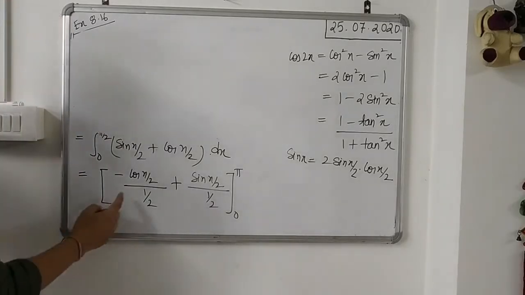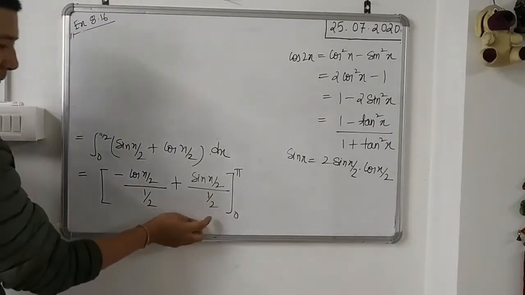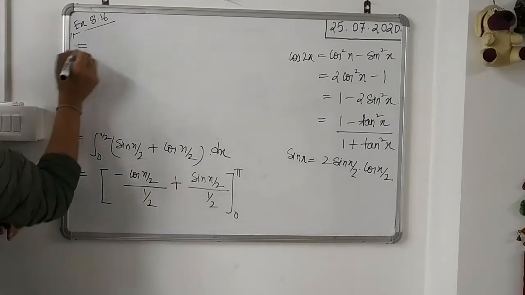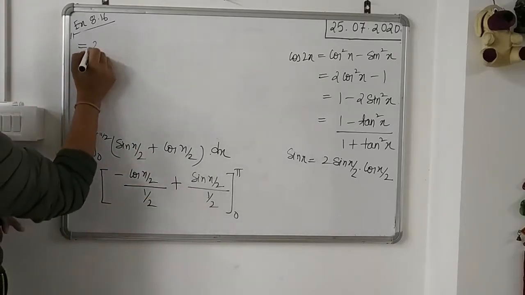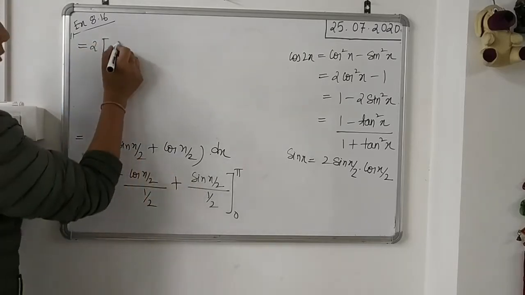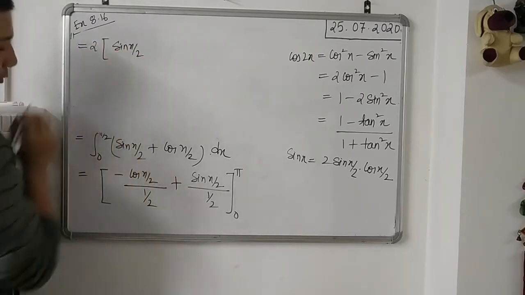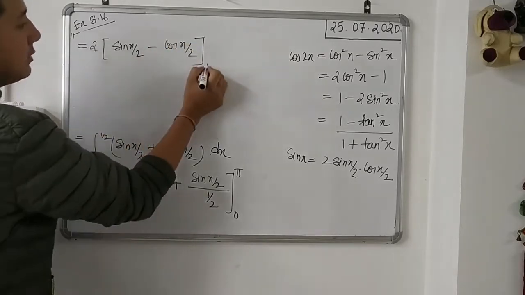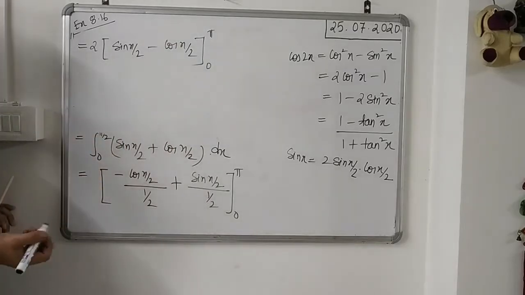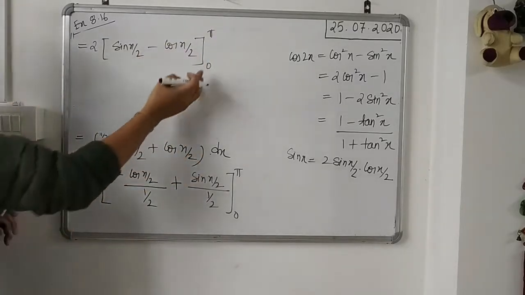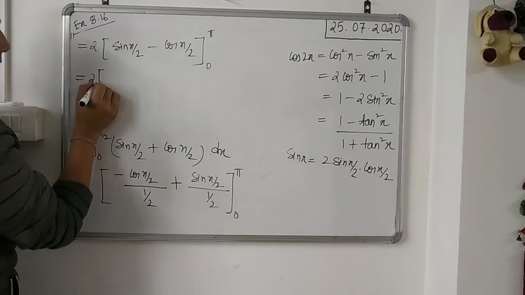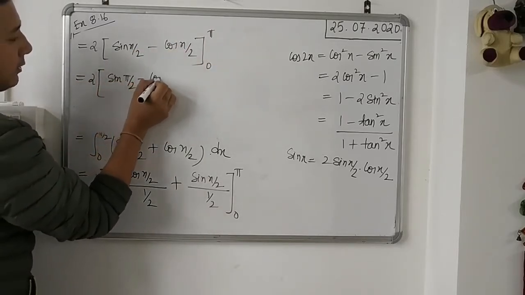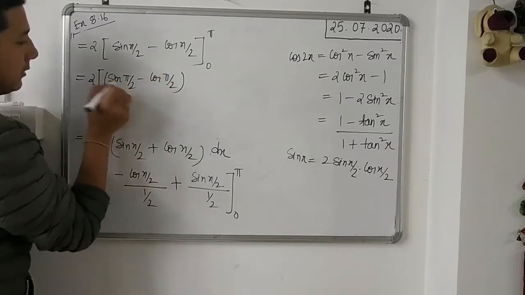Now, 1 by 2 means 2, so 2 is a constant. You can take it outside. Whichever is a constant, I'm taking it outside. This is 2. I'm writing sine x by 2 first, because it's positive, and minus cos x by 2 second, and then 0 to pi. Now what you need to do is just put pi and minus 0 twice. I'm using pi first, so sine pi by 2 minus cos pi by 2 in the first bracket.